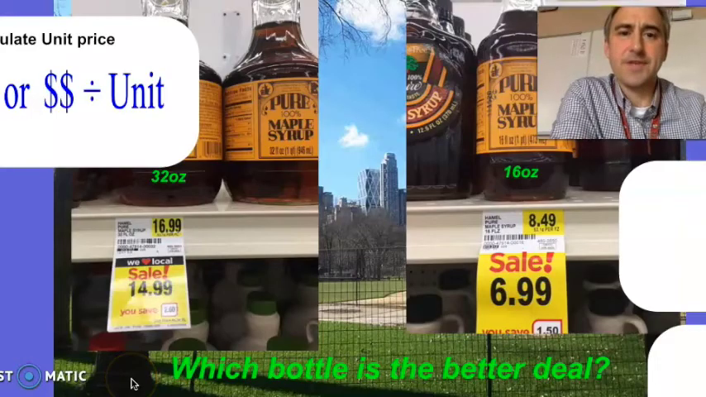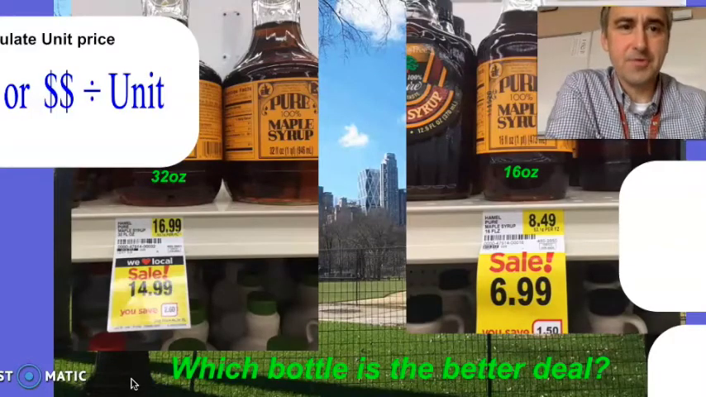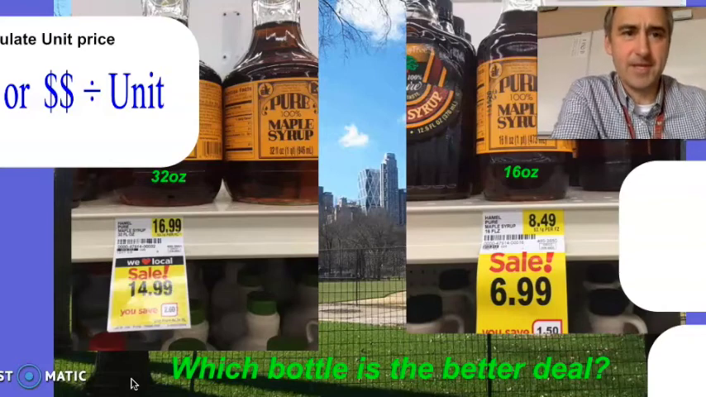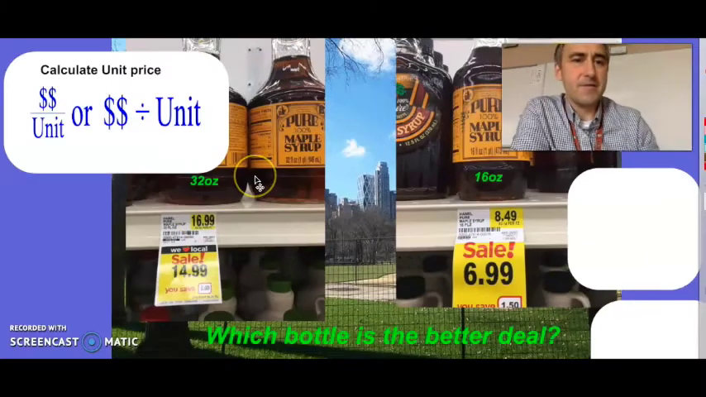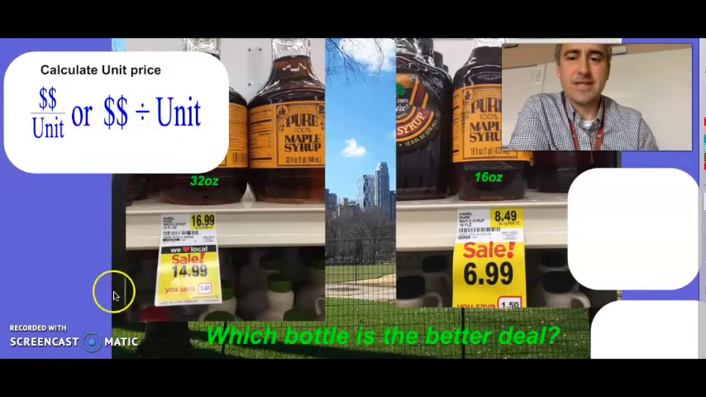In my real life example, I love real maple syrup, but it's extremely expensive. I have shopped at Cub, and this is what I've found, that for 32 ounces on sale, I can buy that bottle, large bottle, for $14.99. This 16-ounce bottle is on sale for $6.99. I want to calculate and see what is actually the best deal per unit. Larger does not always mean least expensive when it comes to price per unit.